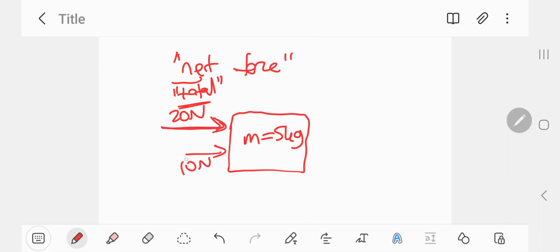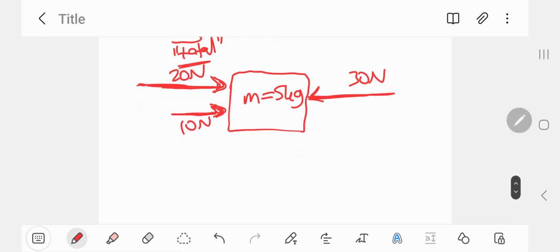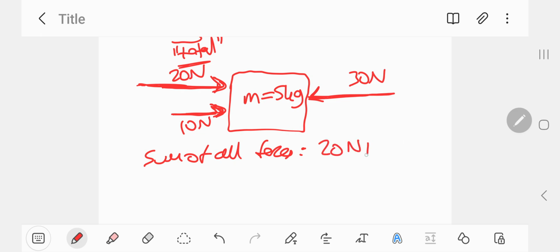Notice how I've drawn the arrows. One's longer than the other because of the length of an arrow, okay, a vector in this case. A vector is something that's got size, so 20 newtons, and direction, which is acting to the right. Vector's got size and direction, so the bigger the arrow, the bigger the force. Suppose I've got a force 30 newtons acting towards the left. Okay, in this case, if you were to find the sum of all forces, what you do is, you take the 20 newtons plus the 10 newtons and you subtract 30 newtons.